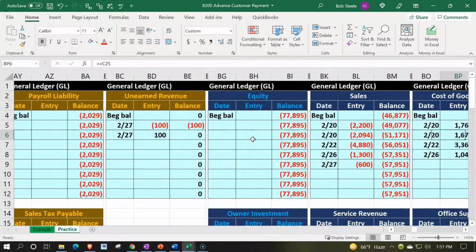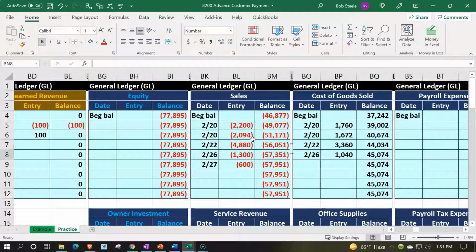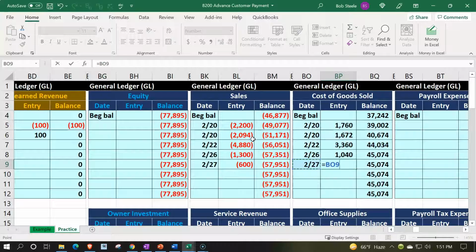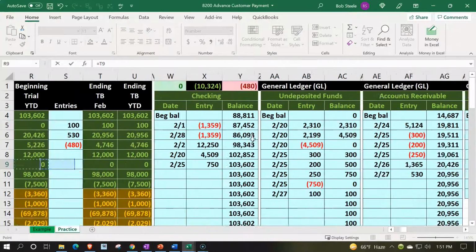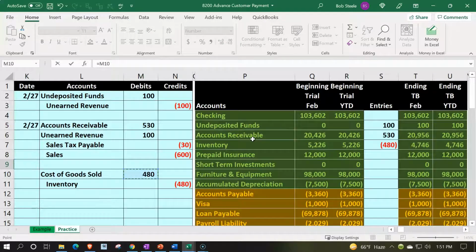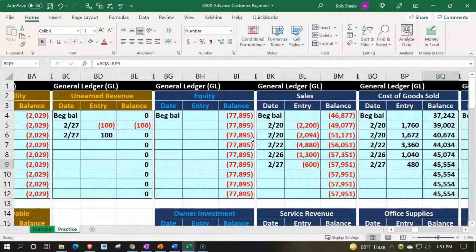Here we go. We're going to go down to the cost of goods sold. We're on 227. We're looking BP9 equals left to the wall, the 480. So that brings the balance for the year to date up to 45,554.